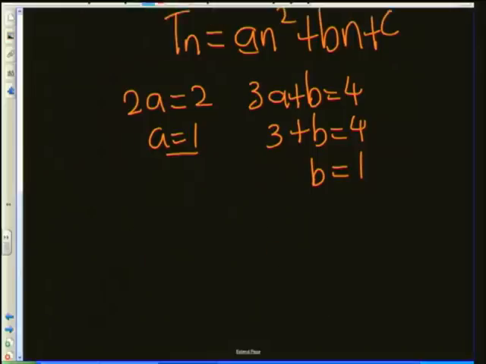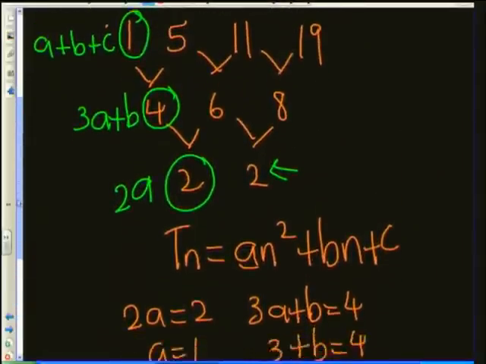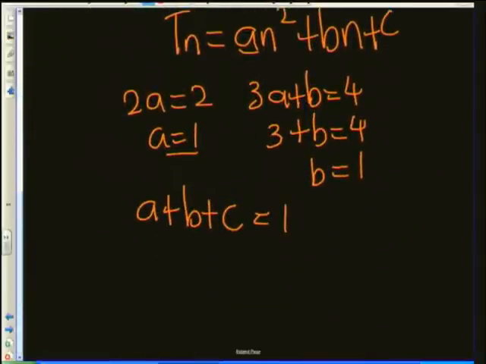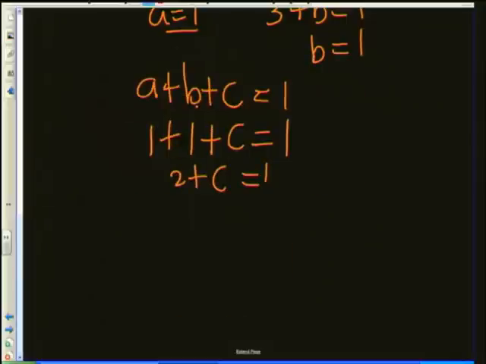And the last bit, I know that a plus b plus c is equal to 1, if I'm not mistaken. Please check me. Yes, it's equal to 1. So my a is 1, plus my b is 1 again, plus my c, which I'm trying to solve for, is all equal to 1. So that's going to be 2 plus c is equal to 1, and that implies that c is equal to negative 1.